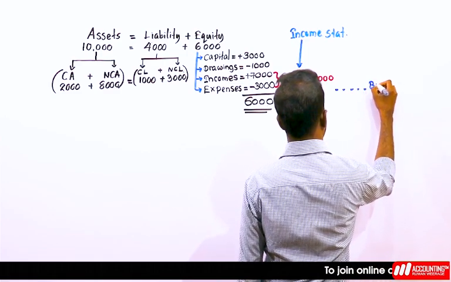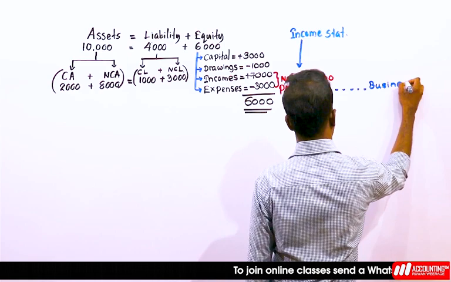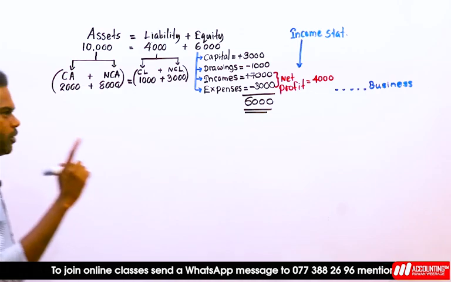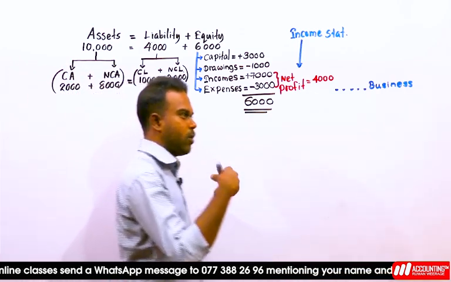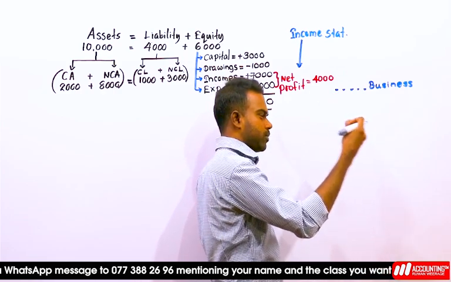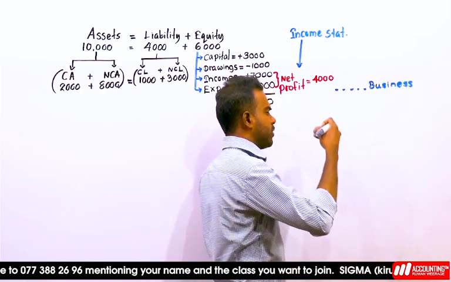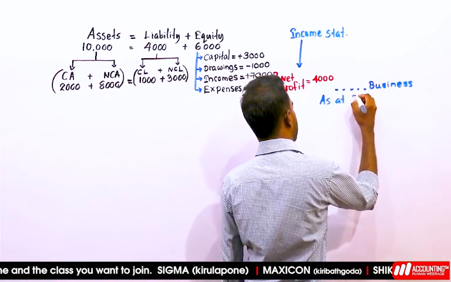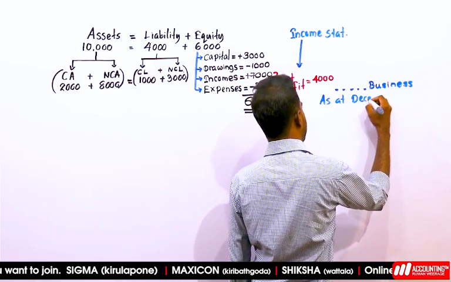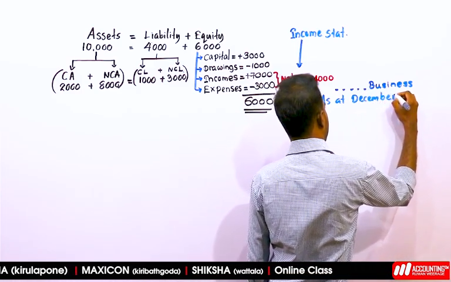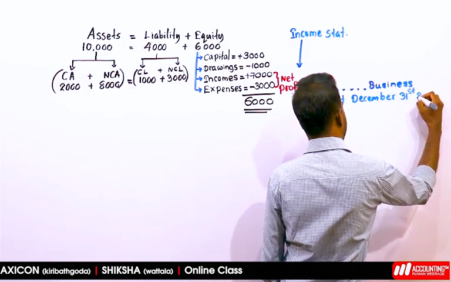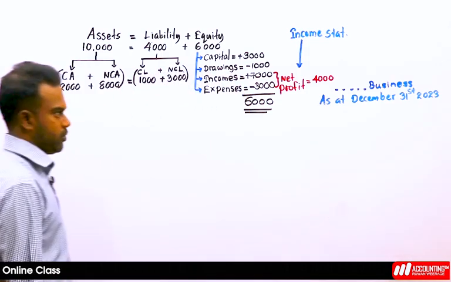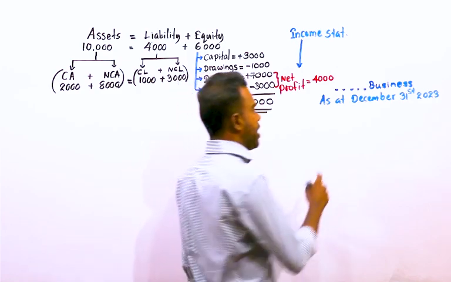Right, business name. And also I told you, the statement of financial position is prepared not for a period, but for a date. It looks like as at 31st March, or as at December 31st. As an example, I'll write December 31st of 23. You have to write down the period, the date actually, which date you have to prepare for, and write down the statement name.